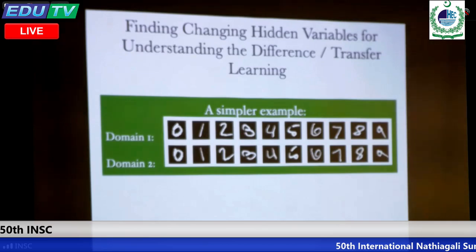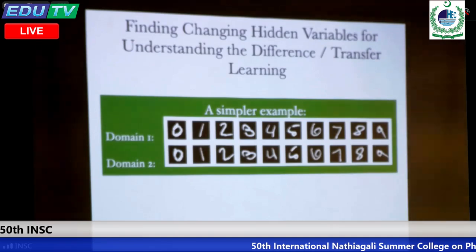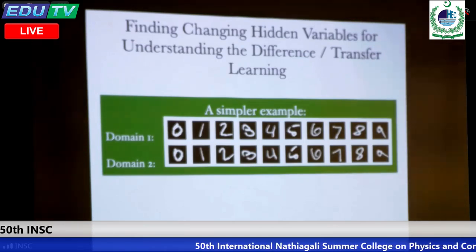You don't know the pairing information. You don't know this one corresponds to that one, right? But you have a look. Suppose they are produced by aliens, but you just look at the shape. Can you figure out the difference between the two data sets or domains? Yes. Rotation, basically.